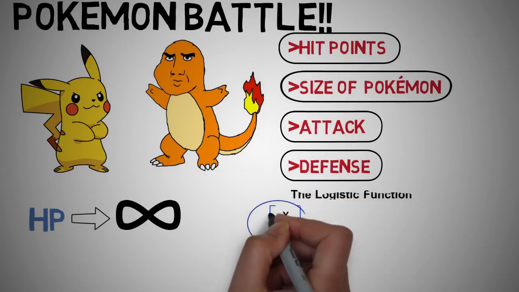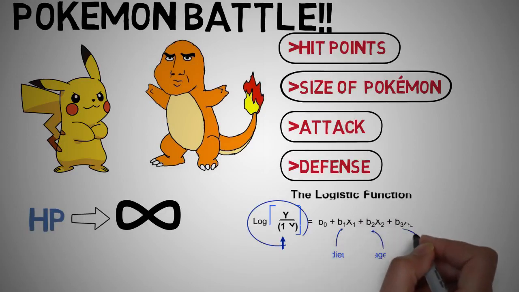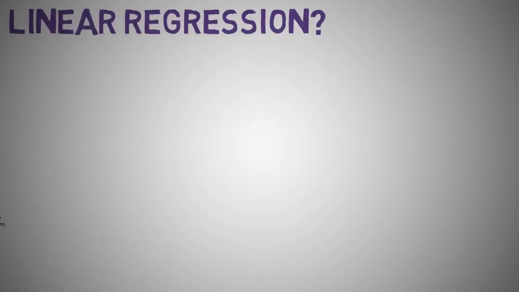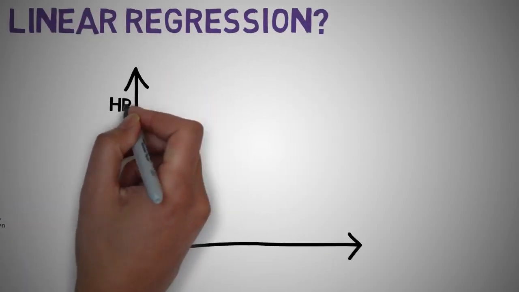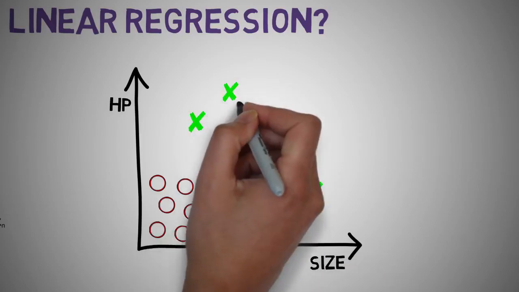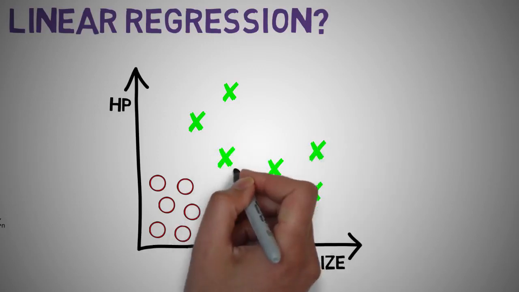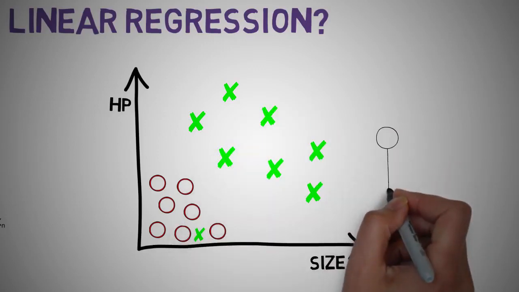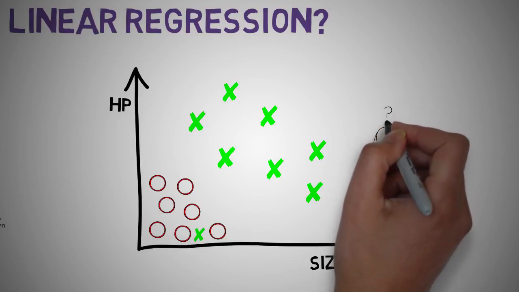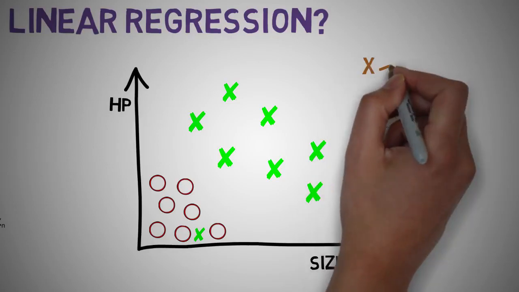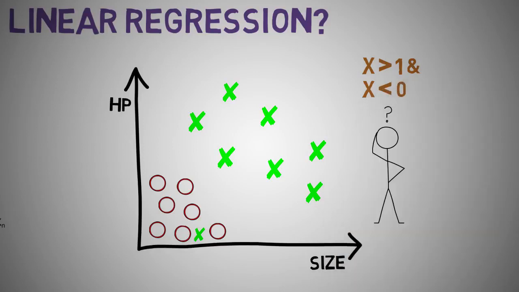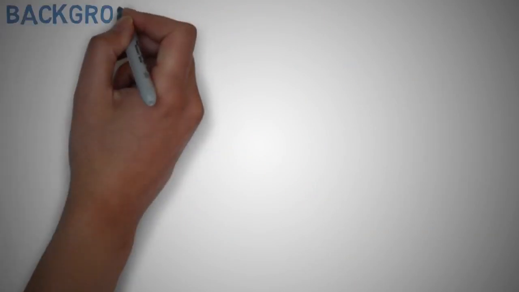So we can represent this using the equation below, where x is your features, b, also denoted as theta, are your coefficients. Now, if we just take two features such as hit points versus size of a Pokemon, we can use an algorithm such as linear regression and threshold the output. But what if we had an anomaly where the size of a Pokemon wins even though it has low hit points and is small in size? This would lead to misclassification. Also, another problem with linear regression is that it also gives values larger than 1 and less than 0. And this is where logistic regression comes in.